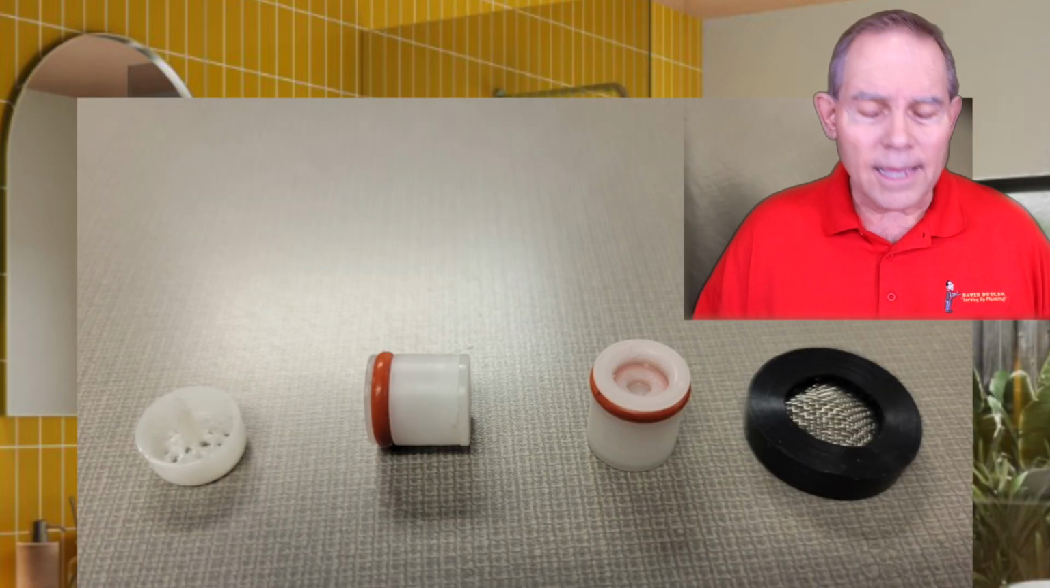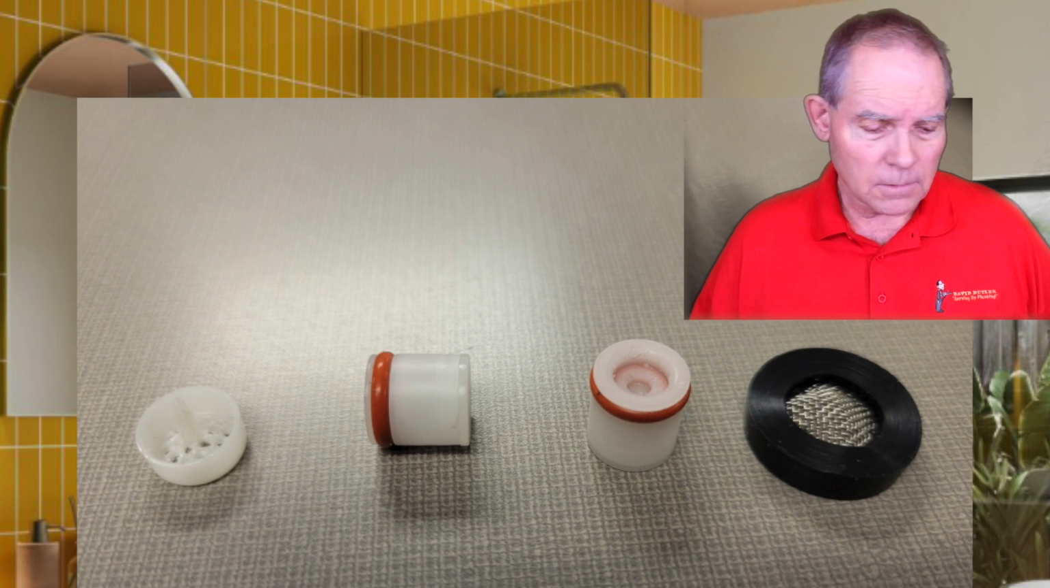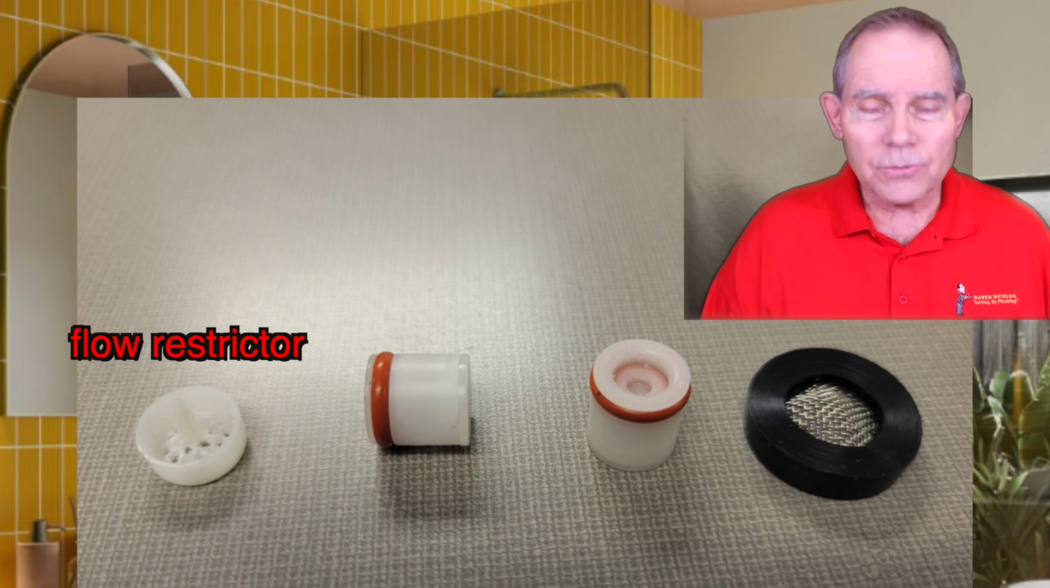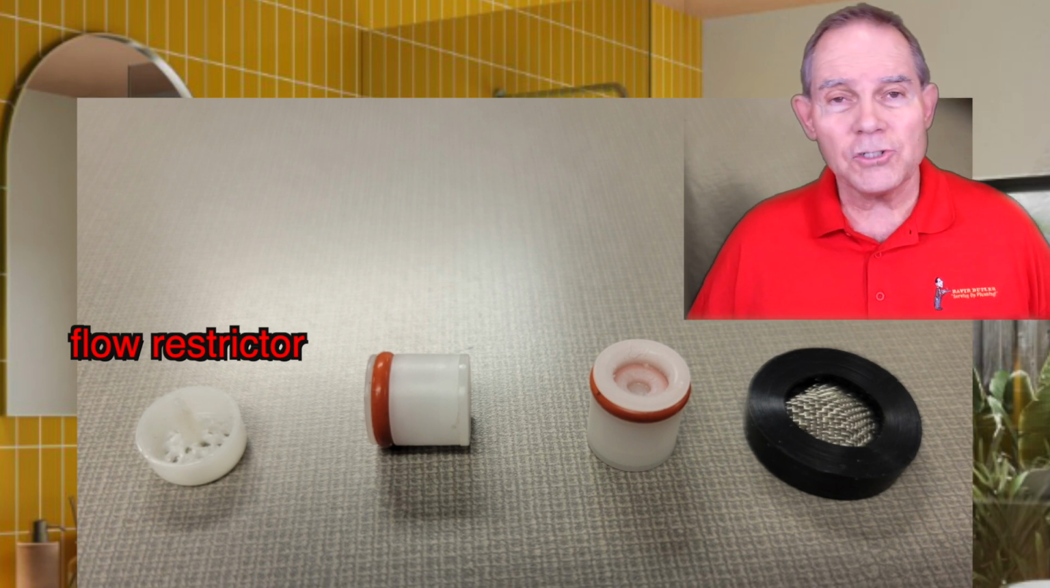Let's look at some pictures of some different types of flow restrictors. The first one we're going to look at would be on a kitchen pull-out spout faucet. As you can see here, the pull-out spout faucet has a flow restrictor in it. It also has check valves in it.